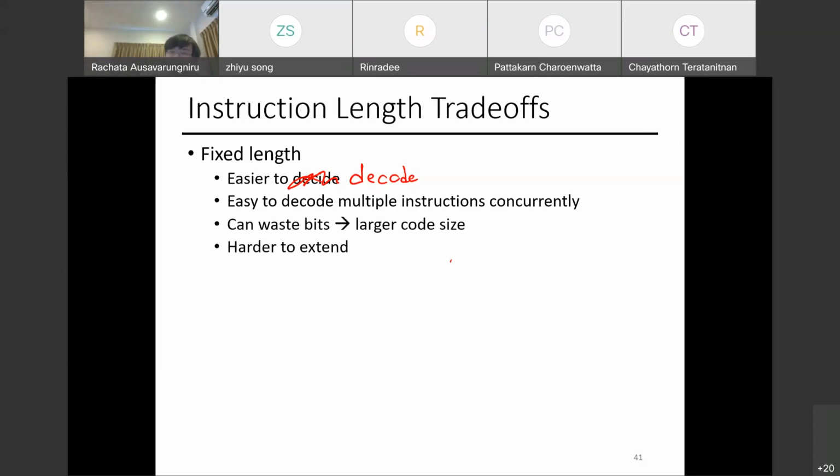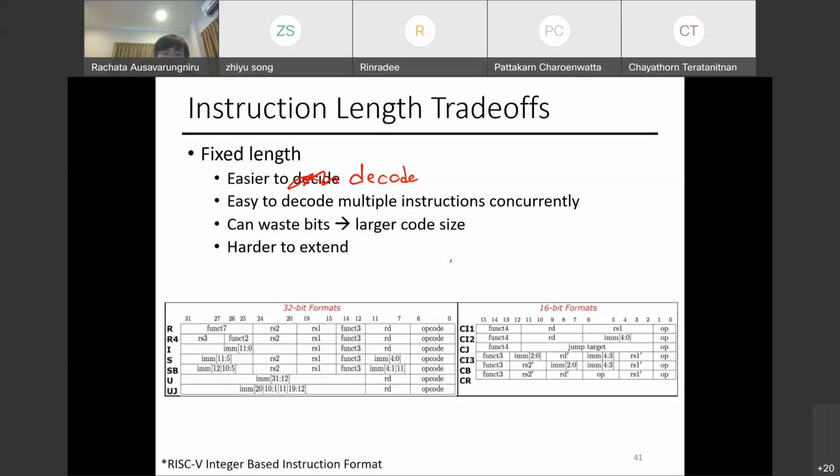What else? What if you run out of the whole bit pattern? You cannot extend it anymore, right? Yeah, so it's fixed. So it could overflow if you want to support more, but you don't have the room anymore. It's like, okay, done. I can't extend this ISA anymore. So it's harder to extend.